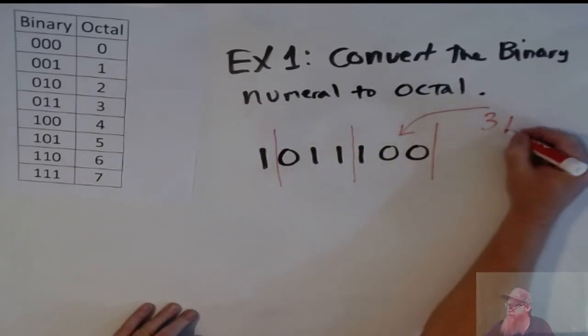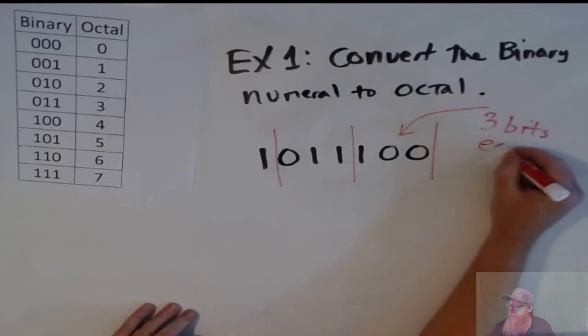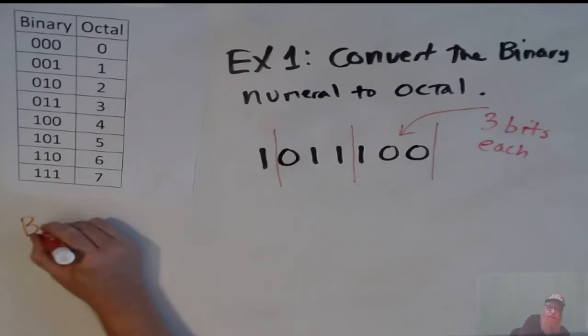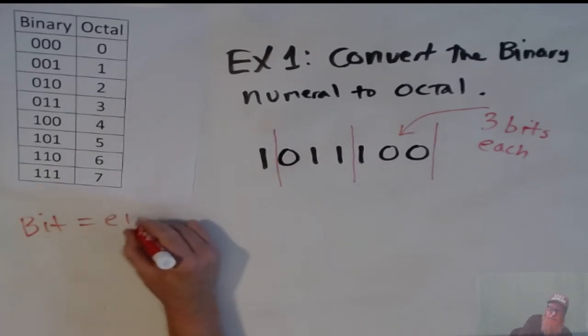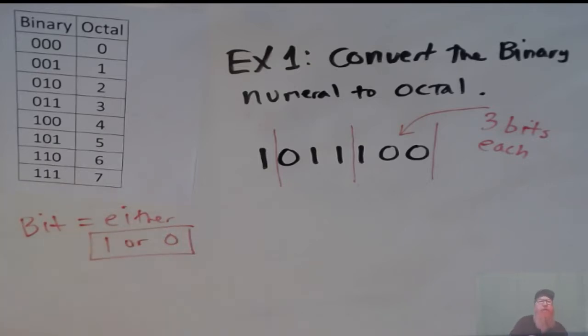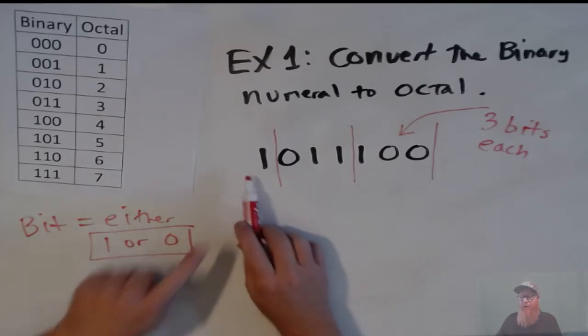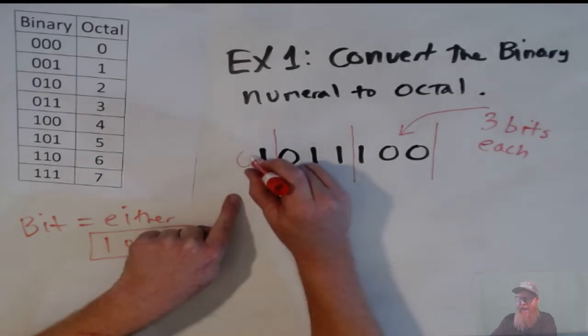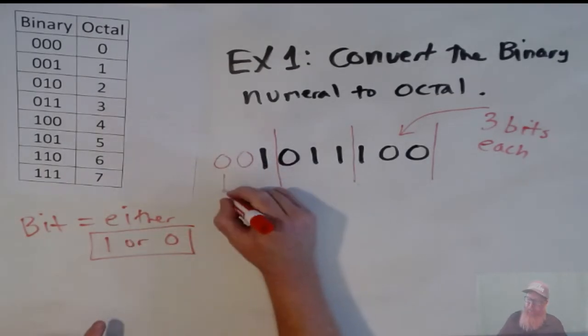So I want 3 bits each. Each digit is called a bit. It's either a 1 or a 0. That's what we call a bit. If you can't make a group of 3 bits, then just add zeros if necessary.